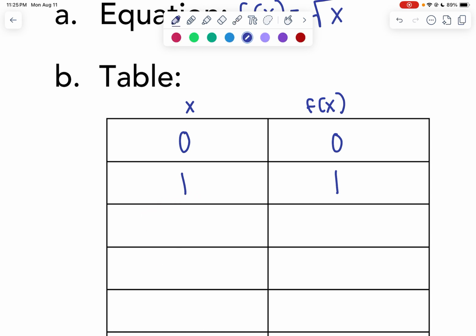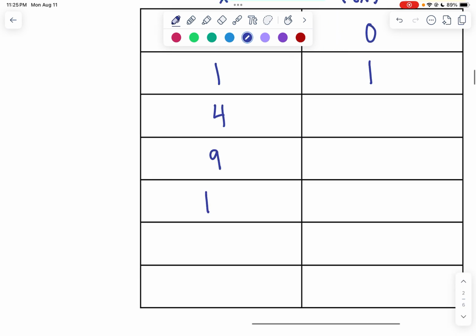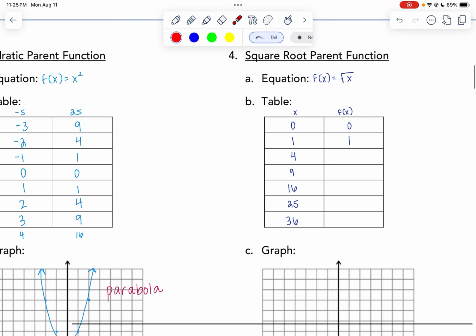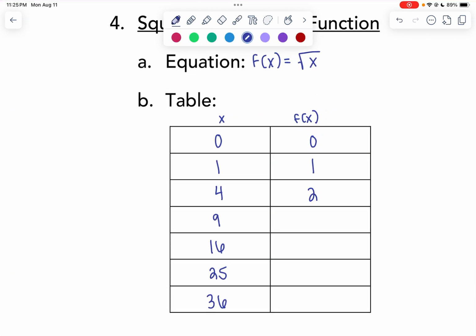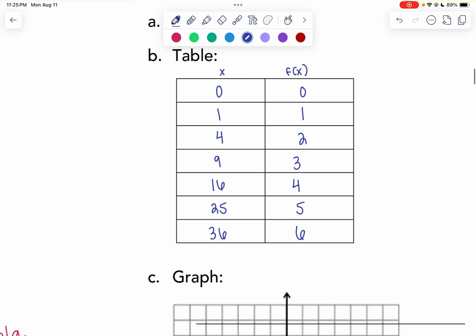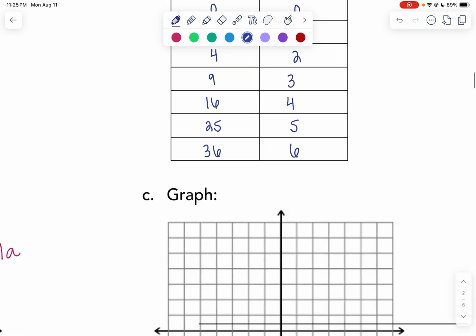And hopefully you came up with it, but our perfect squares would go 0, 1, 4, 9, 16, 25, and then hopefully you're figuring out the last one would be 36. So when you're plugging all of those inputs into your square root parent function, you're going to take the square root. So the square root of 4 would be 2, the square root of 9 would be 3, the square root of 16 would be 4, the square root of 25 would be 5, and the square root of 36 would be 6. So this is going to give us almost half of a parabola because we're not having negative numbers here. Like I said a moment ago, those negative numbers are things called imaginary, and we'll talk more about that later.